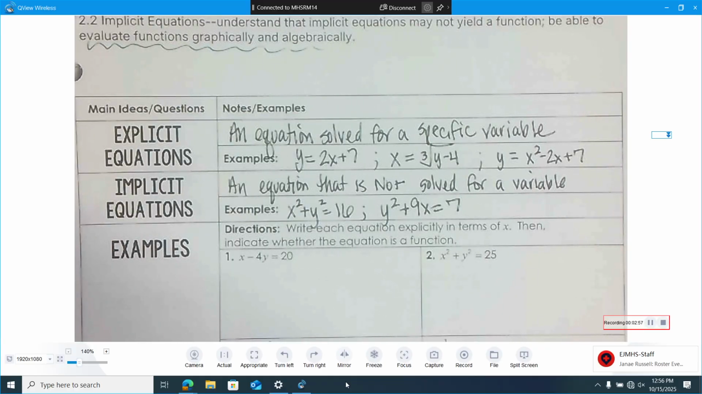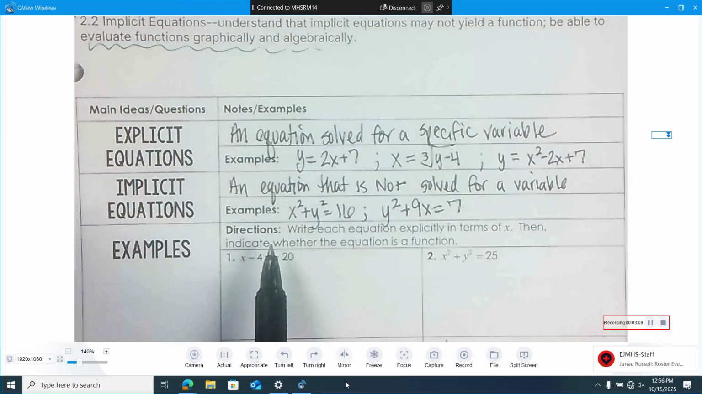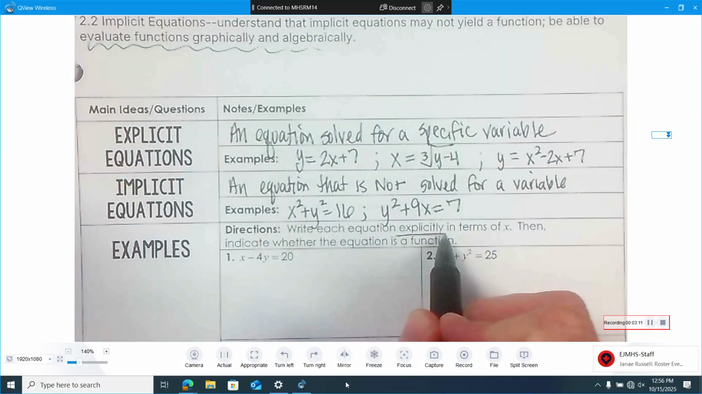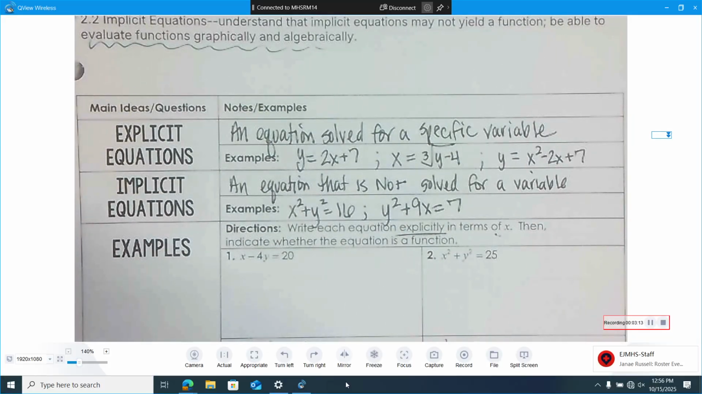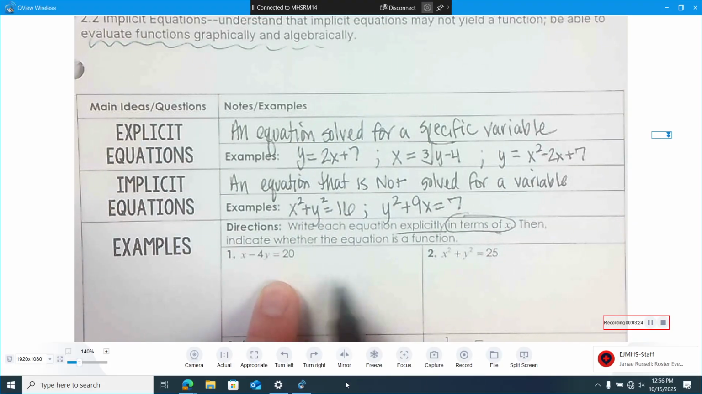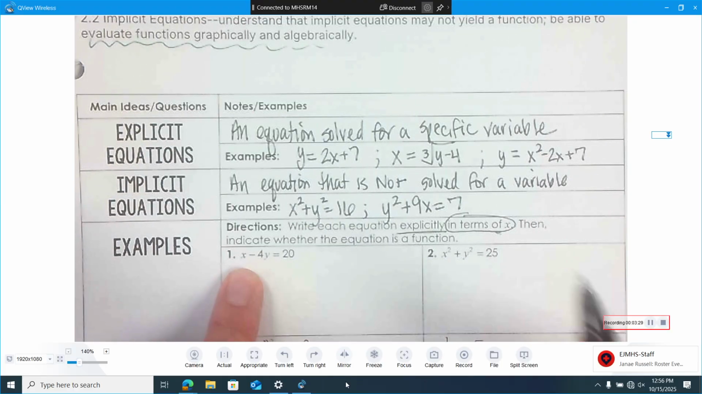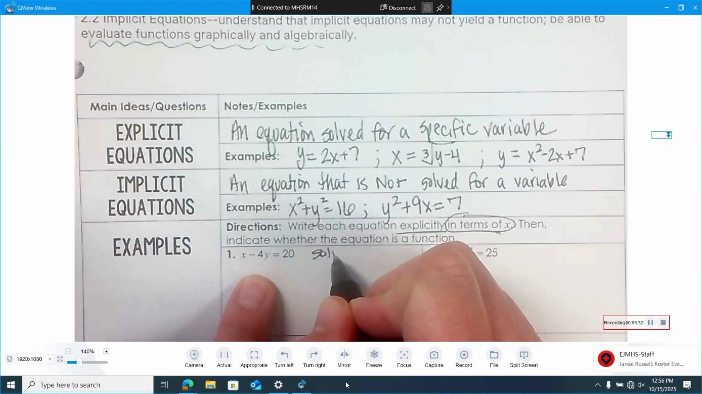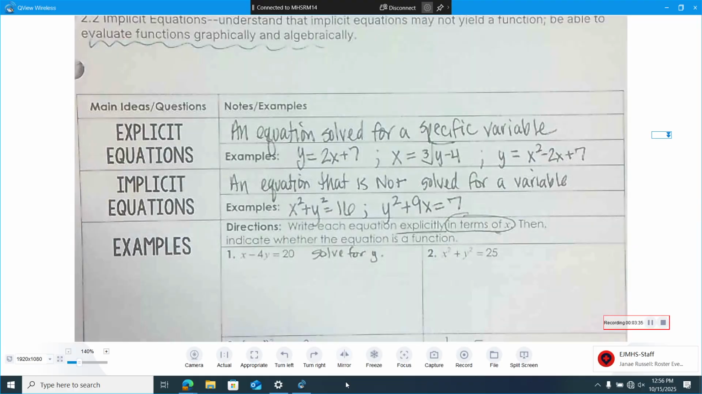No. Now, the difference here is that when we have an implicit equation, we can do some work to make it explicit, okay? And so we want to write each equation explicitly in terms of x. So this is an interesting statement, in terms of x. When it says in terms of x, we want to have an equation where we have a couple of terms and they have x's in them, okay? And so what we want to do here is we are going to solve for y. We are going to isolate the y.